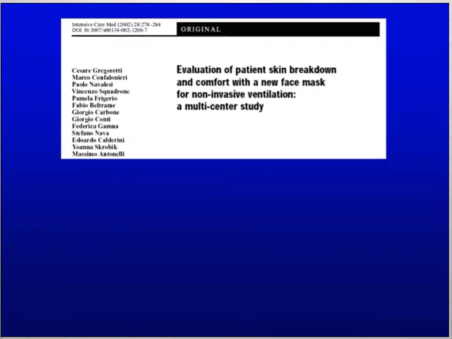The other key issue is the comfort of the patient and the tolerance of the mask. And this kind of study, like the one by Gregoretti, also published in Intensive Care Medicine, looking at the tolerance of new masks, is probably something important.